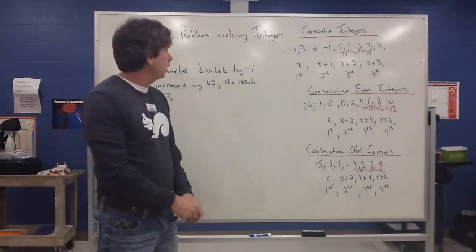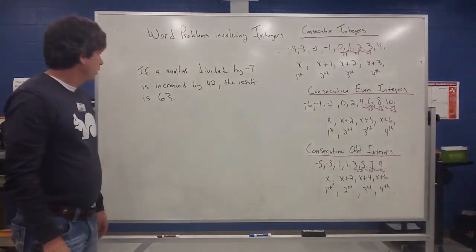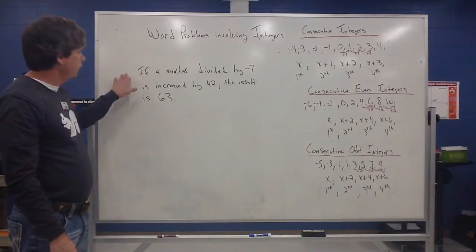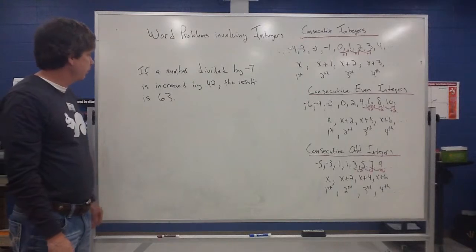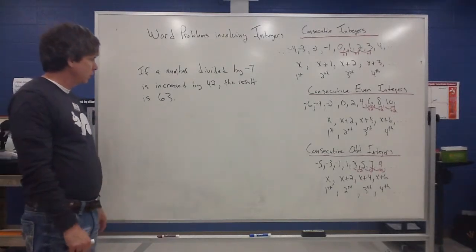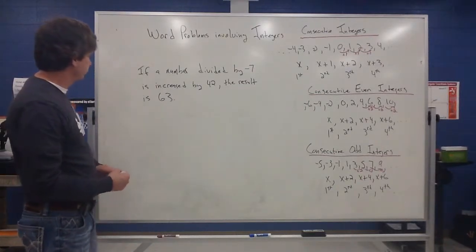So Bridget, we're going to try one more with you. I think you had this one written down. If a number divided by -7 is increased by 42, the result is 63.